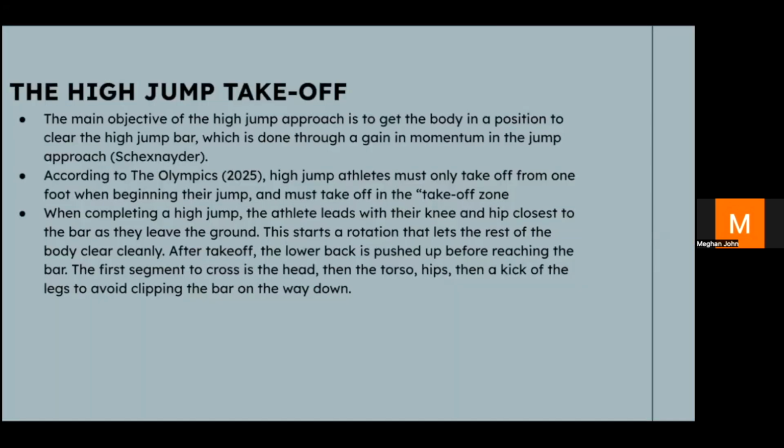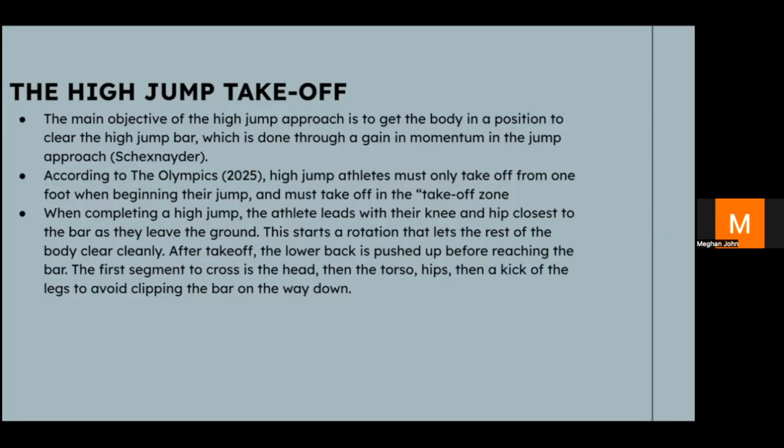The main objective of the high jump approach is to get the body in a position to clear the high jump bar, which is done through a gain in momentum in the jump approach. High jump athletes must only take off from one foot when beginning their jump and must take off in the takeoff zone, which adds a certain restriction to this movement.